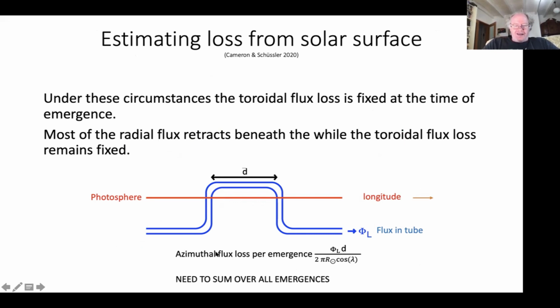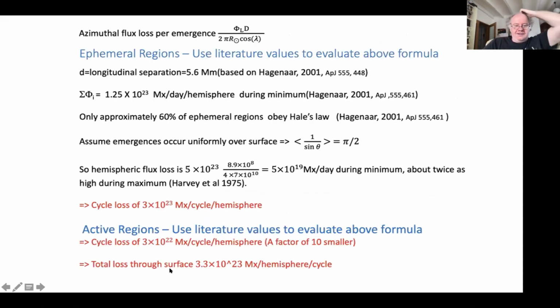As you move, the flux loss per emergence is just Φ L d over 2π, so this is d over 2π r cos θ cos λ. This is the fraction of the segment against the whole circumference. If the tube went all the way around the whole circumference, this factor would be 1, and we would have lost all the flux contained in this segment. Otherwise, we only lose a fraction of the toroidal flux, but we need to sum this over all the emergences.